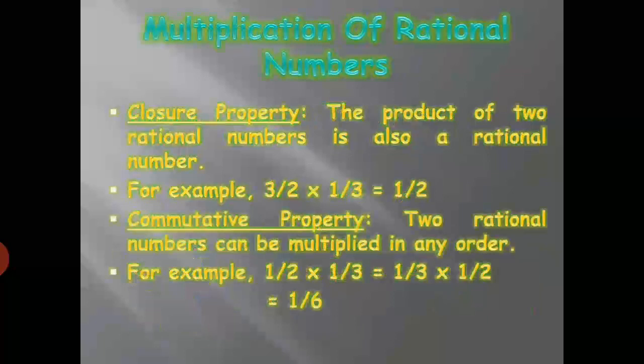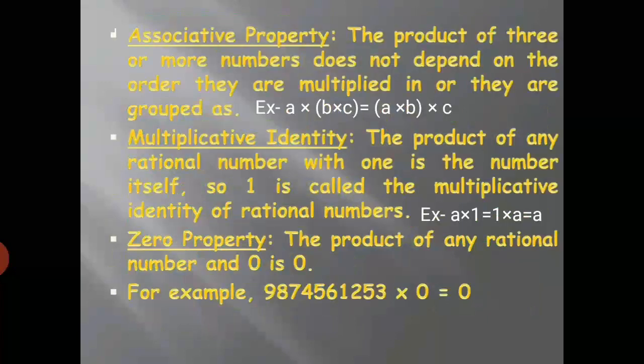Next one is commutative property, which says that two rational numbers can be multiplied in any order. The answer will be same. For example, 1 by 2 into 1 by 3 is equal to 1 by 6, and 1 by 3 into 1 by 2 is also equal to 1 by 6. Next is associative property, which says that the product of three or more numbers does not depend on the order they are multiplied. Example, a into bracket b into c is equal to bracket a into b into c.